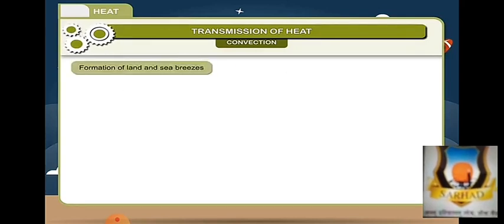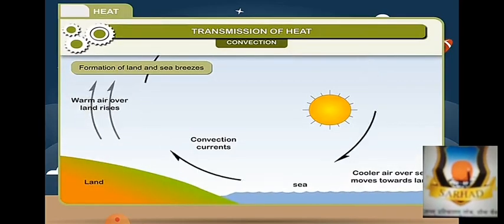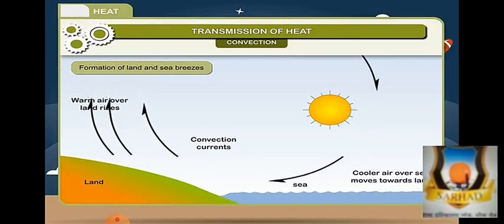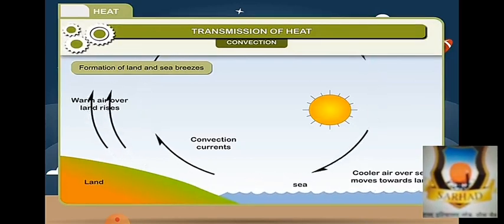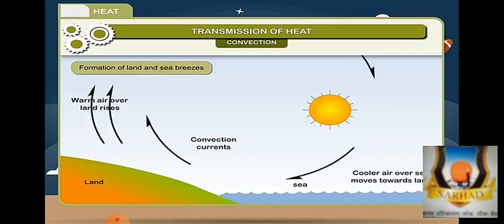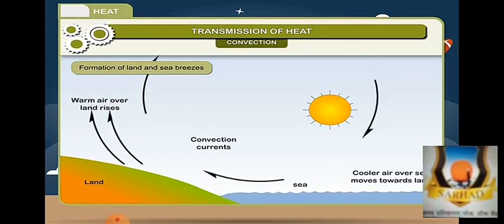Formation of land and sea breezes. During the day, land gets heated faster than water. Hence, air above the land, being hot, rises up. The cold air above the sea, being heavier, takes its place. Thus, convection currents are set up, giving rise to sea breezes.